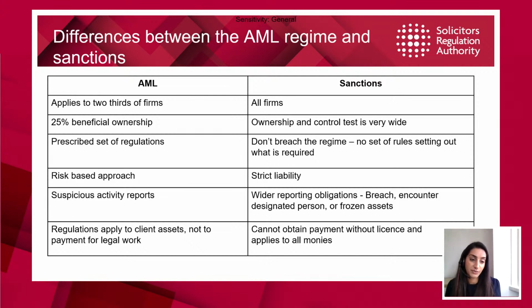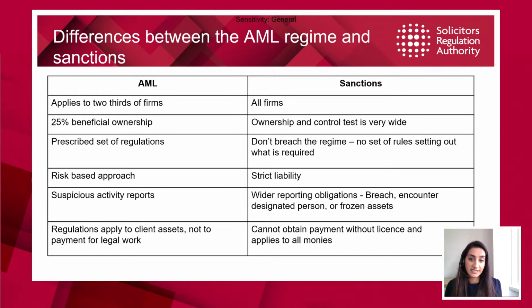The other key difference between the two regimes is that the reporting requirements for AML are to submit a suspicious activity report, and that's submitted to the NCA, but there's actually wider reporting obligations with the sanctions regime, and they cover a number of areas. So you're under an obligation to report any breaches of the regime if you encounter a designated person, and you should also report if you're holding any frozen assets for a designated person.